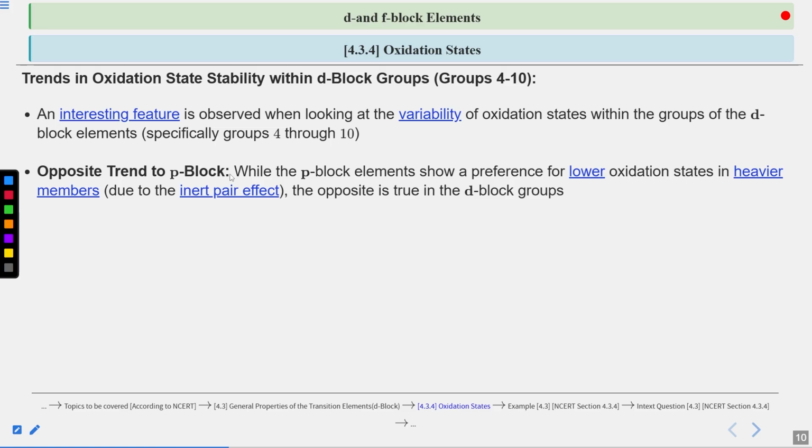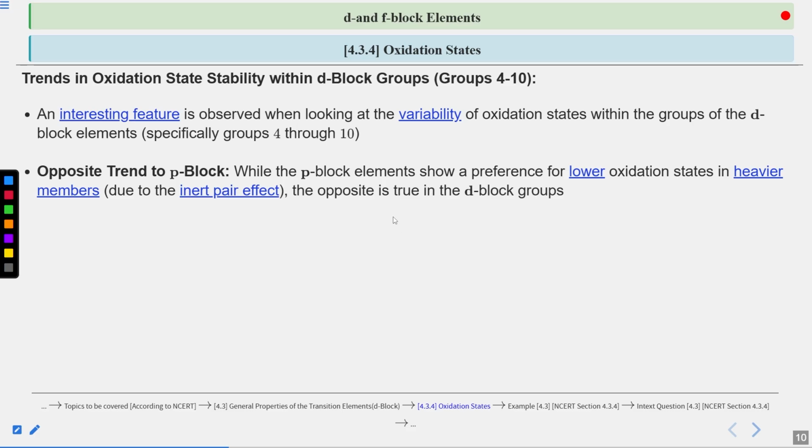Opposite trend to P block. The interesting feature is that it is showing the opposite trend from the P block elements. While the P block elements show preference for lower oxidation states in heavier members, the opposite is true in the D block groups. What we are saying is that in the D block groups, the heavier metals are stable in their higher oxidation state.